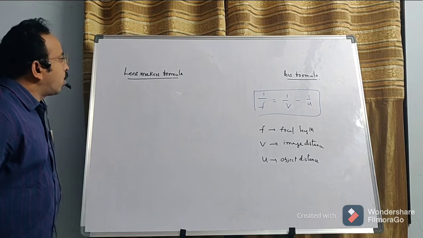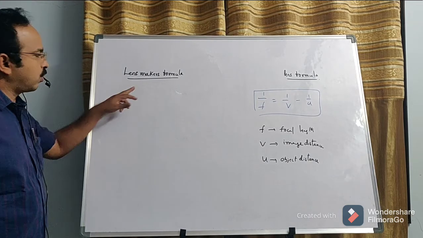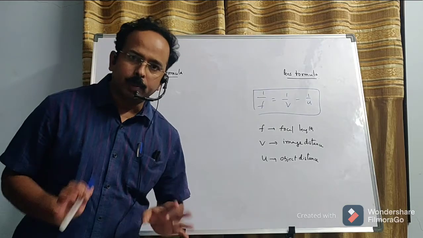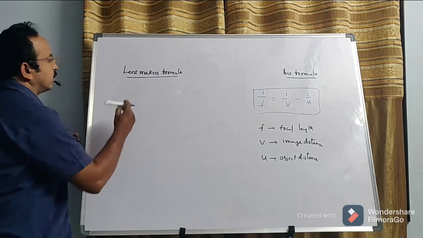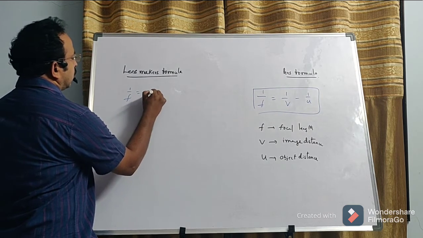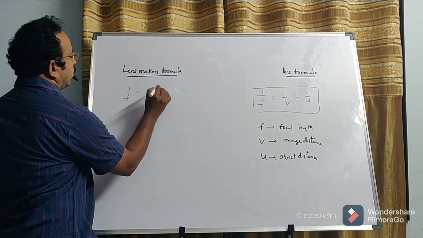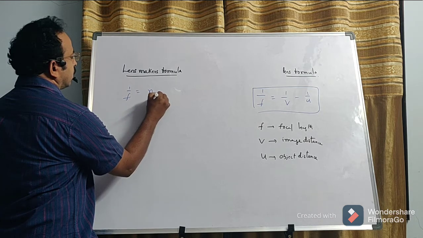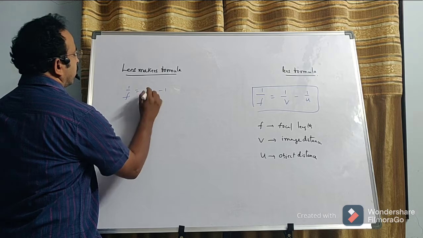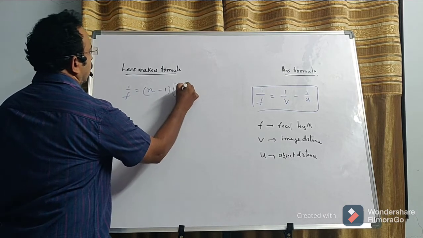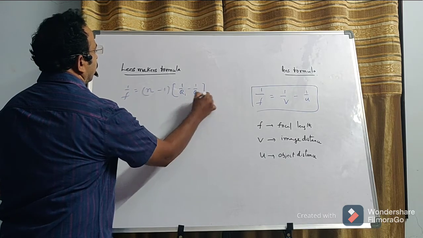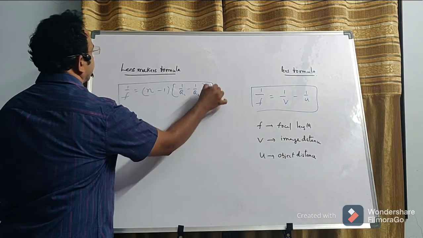Now we have another one called the Lens Maker's formula. The derivation is also not included in our textbook; we have to remember only the formula. That formula is 1/f = (n21 - 1)(1/r1 - 1/r2), or simply (n - 1)(1/r1 - 1/r2). They have given you this formula.